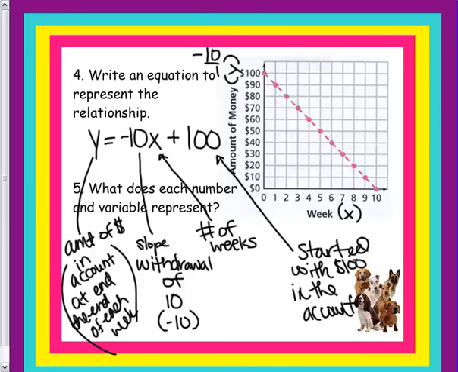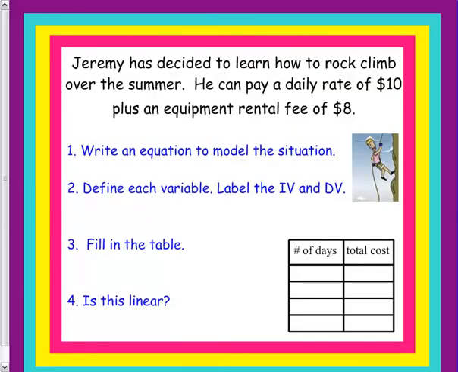Let's look at a couple more situations. Jeremy has decided to learn to rock climb over the summer. He can pay a daily rate of $10 plus an equipment rental fee of $8. Write an equation to model the situation. So he pays a daily rate of $10. So $10 per day, and he's got to pay that equipment fee.